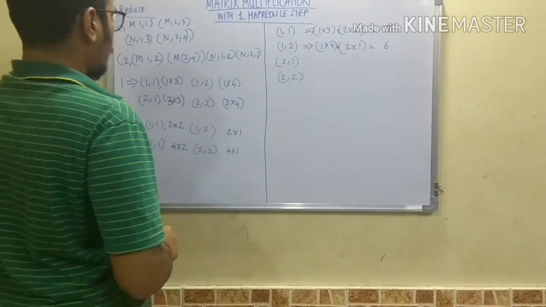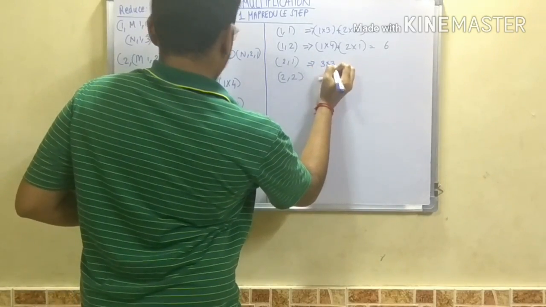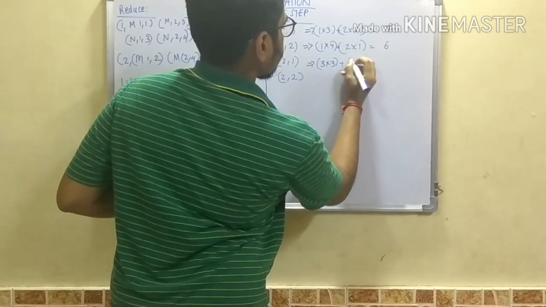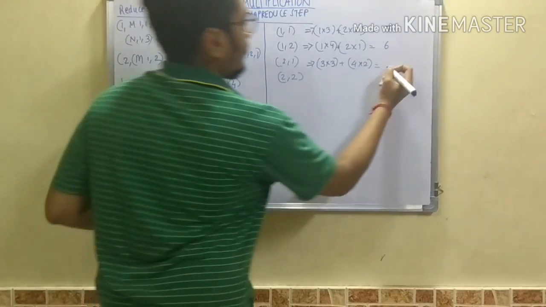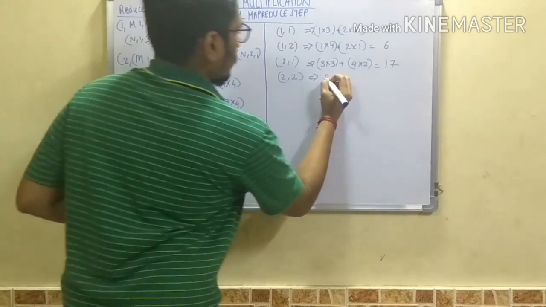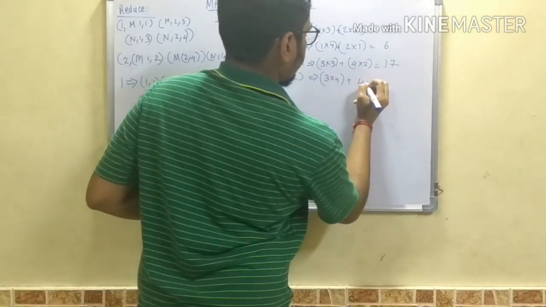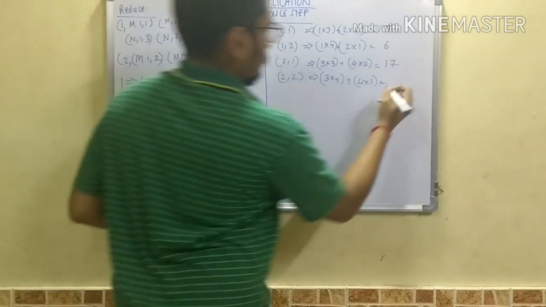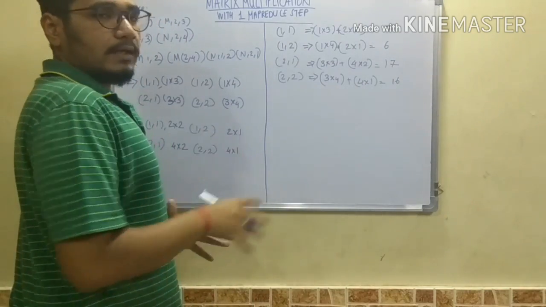This is 2 comma 1. For 2 comma 1 we have 3 into 3 plus 4 into 2. So this will be 9 plus 8, that is 17, and this will be 2 comma 2, that is 3 into 4 plus 4 into 1. So that is 12 plus 4, that is 16. So this is our final result.